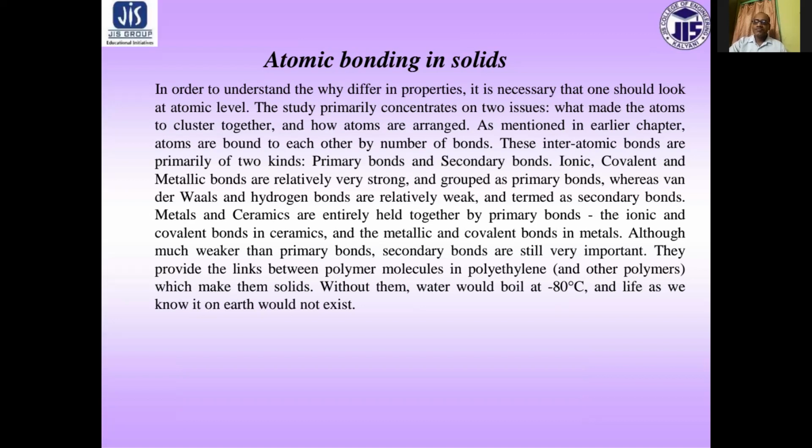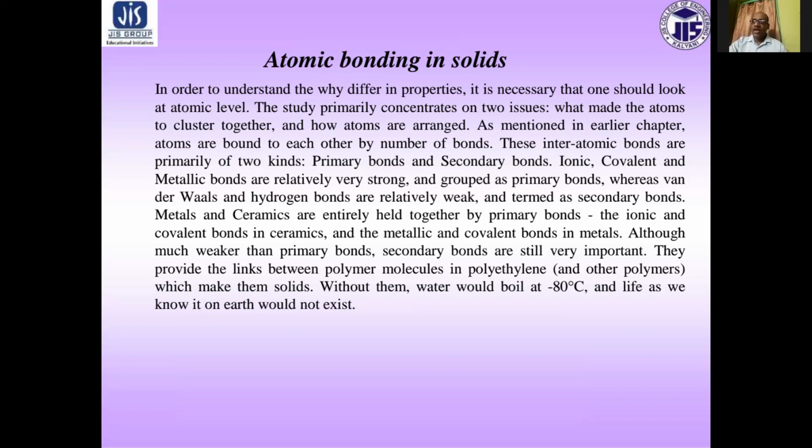As mentioned, atoms are bound to each other by a number of bonds. These interatomic bonds are primarily of two kinds, that is primary bond and secondary bond. The ionic, covalent and metallic bonds are relatively very strong and grouped as primary bonds, whereas van der Waals and hydrogen bonds are relatively weak and termed secondary bonds.